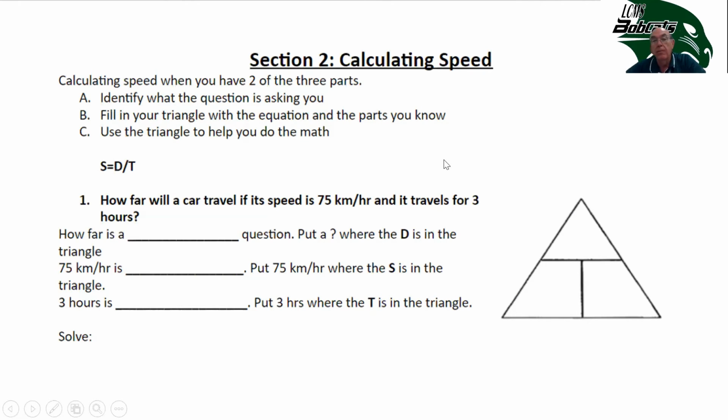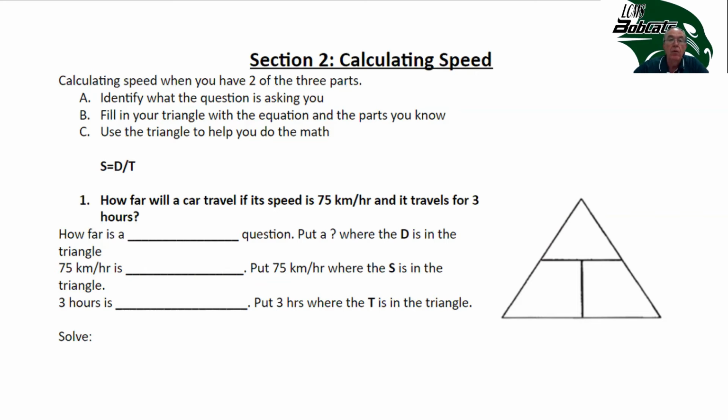Okay, in this next section, we're going to be calculating speed. So we're going to use the triangle that we learned earlier in the year in the first semester. Whenever you use one of these triangles, you need to put the equation in it. And after you get the equation in it, then you're going to fill out the parts of the triangle that we know. And you're going to use the triangle to help you do the math.